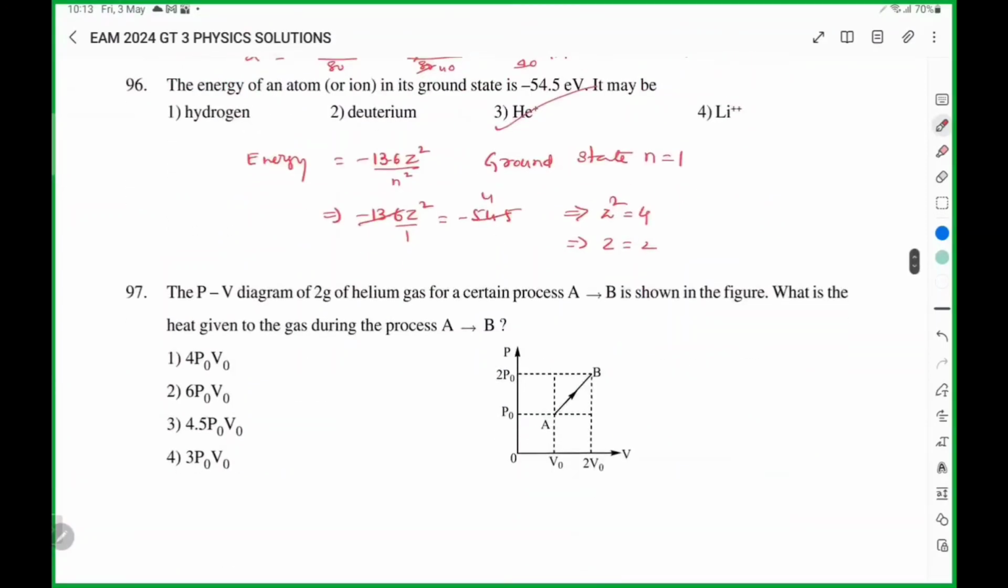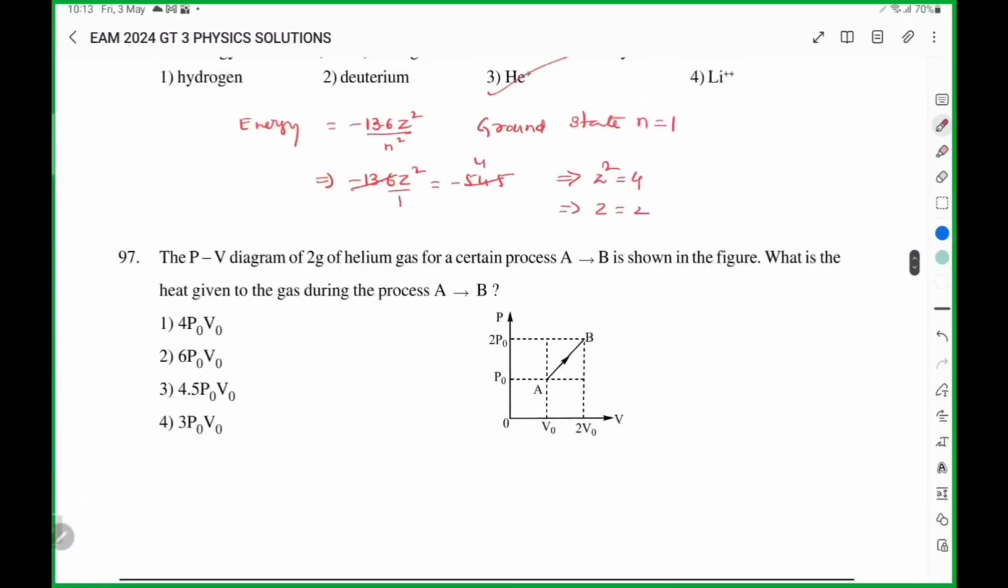The PV diagram of 2 gram of helium for a certain process AB, what is the heat given? Heat given is delta U plus delta W. In PV graph, work done is the area, which means ABCD area, which is in the form of a trapezium.